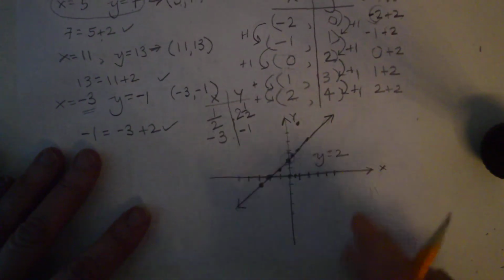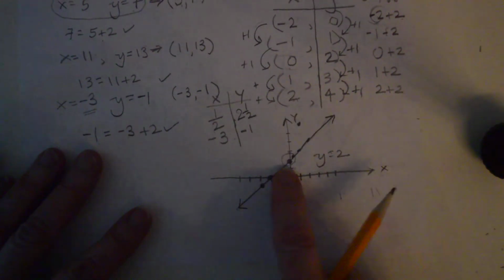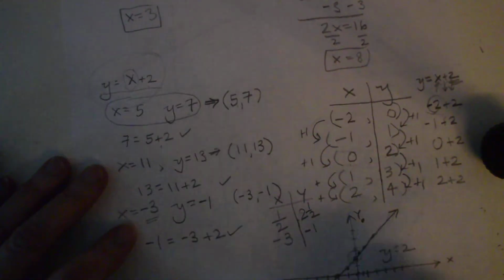Is there a way that you could predict that based on the equation that you're given? Is there some relationship between where it crosses the y-axis here and the equation that you're given right here? All right, so these are all things I want you to think about.